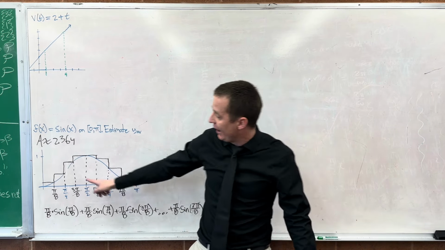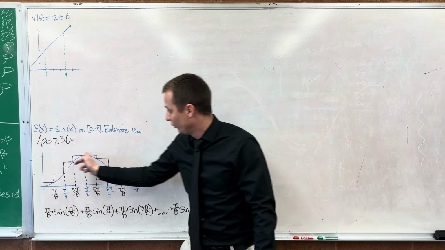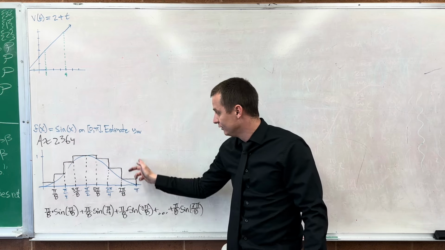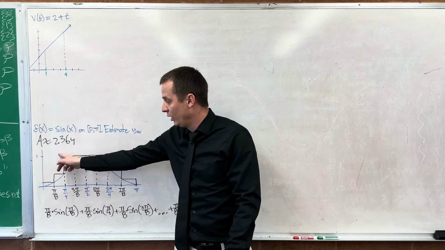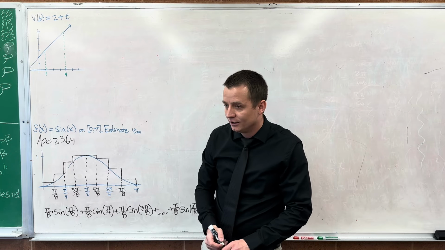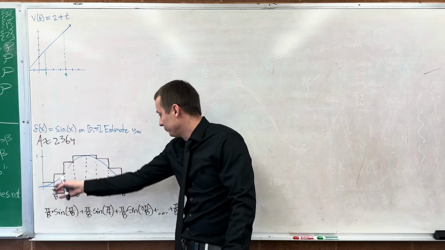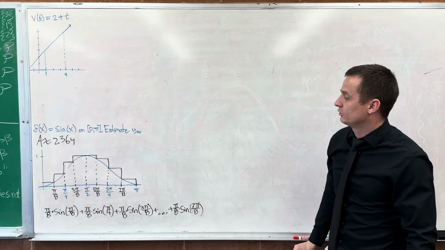Sanity check, the area better be less than 3.14, because that would be the area of this whole rectangle, right? From 0 to pi, height 1, what's 1 times pi? Pi, or roughly 3.14. So, quick sanity check, it better be less than 3.14. Yeah, that seems like a reasonable number. Don't trust the picture too much.